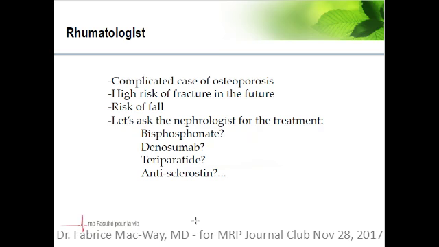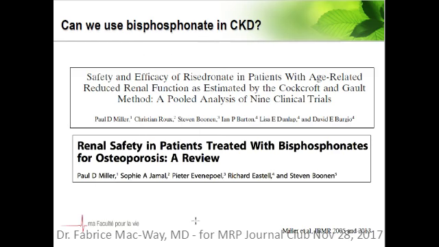Do you have anti-sclerostin? It's not available yet, but it's in phase 3 studies for osteoporosis, and maybe in a few years we'll have it available for osteoporosis patients. So a lot of rheumatologists and endocrinologists call me and ask me to try those medications for our patients. So what about bisphosphonate? Can we use bisphosphonate in CKD? There have been a lot of studies, meta-analyses, and systematic reviews of bisphosphonates for osteoporosis.